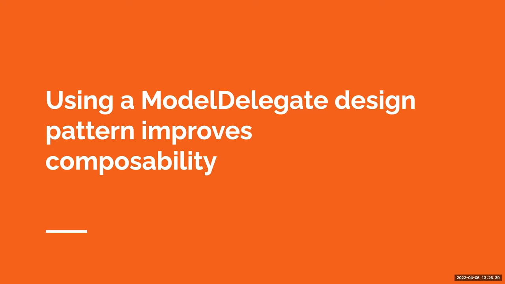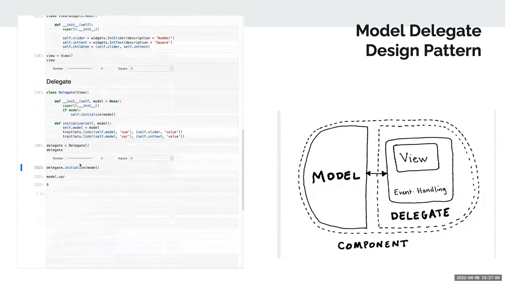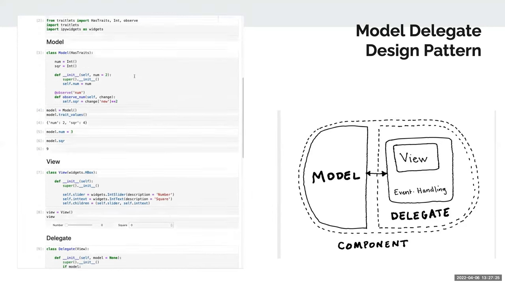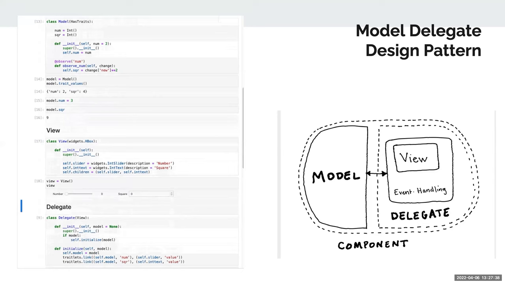I was working on a particular case where the scope kind of creeped quite a bit. And the application required a lot of composability. So I had a lot of components that needed to be repeated places in the application. So then the design of my MVC became a little more critical, and I adapted the model delegate design pattern. So in this pattern, we have a model that's totally separate from a view, and we create a delegate that inherits the view to handle events and to communicate with the model. And the model is a part of the delegate.